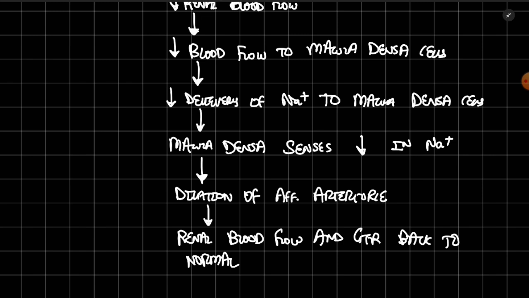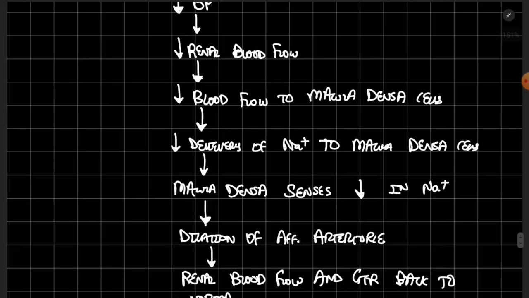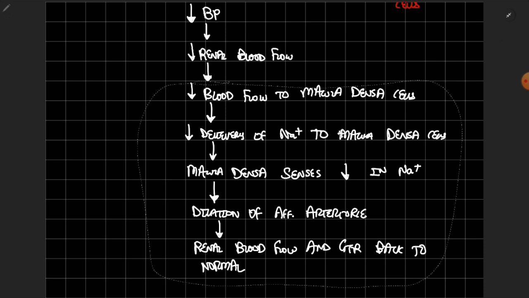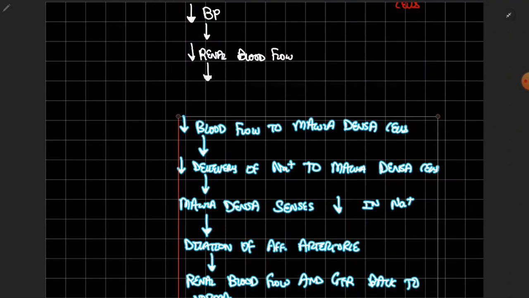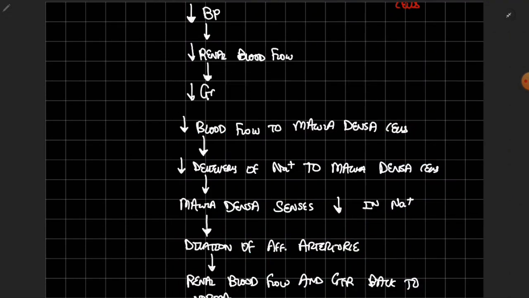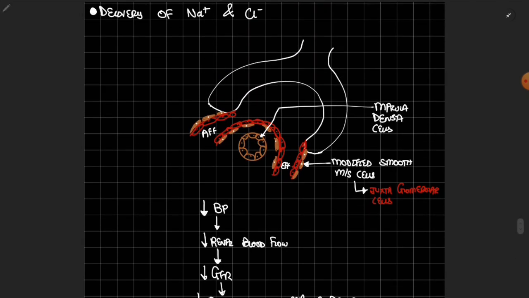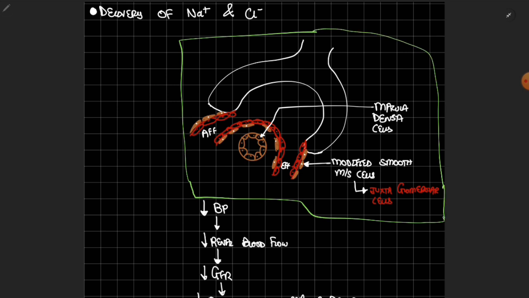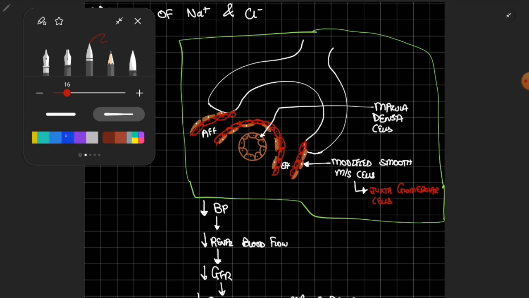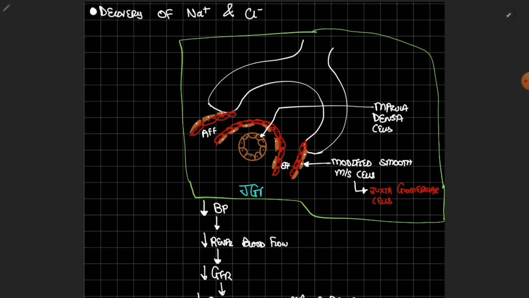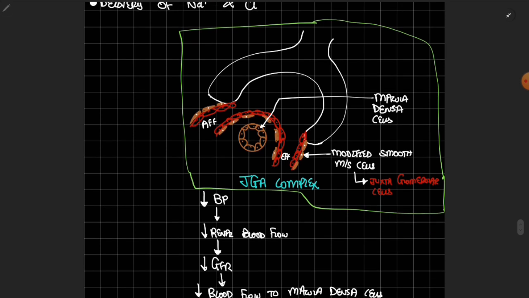One statement I would like to add in the middle, sorry for that. So basically one statement is decrease GFR. Now this is true, the tubuloglomerular feedback. This is the tubuloglomerular feedback. And remember this diagram, I will give a box for this diagram. This diagram is the JGA complex. The JGA complex also includes the macula densa cells.